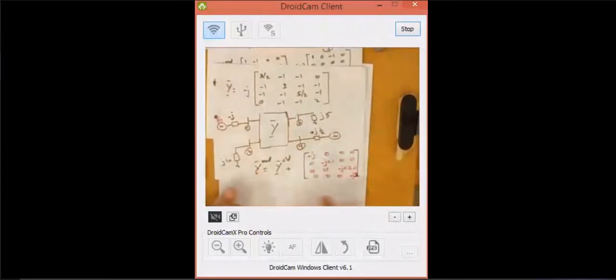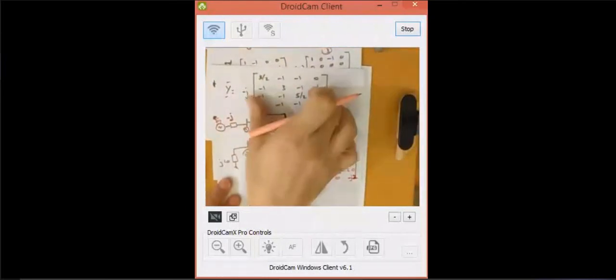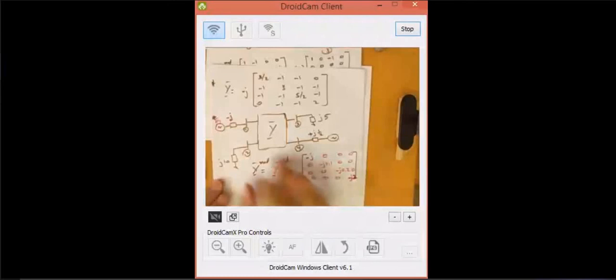Just add this to the previous, or old, one, and you will get a new Y matrix.